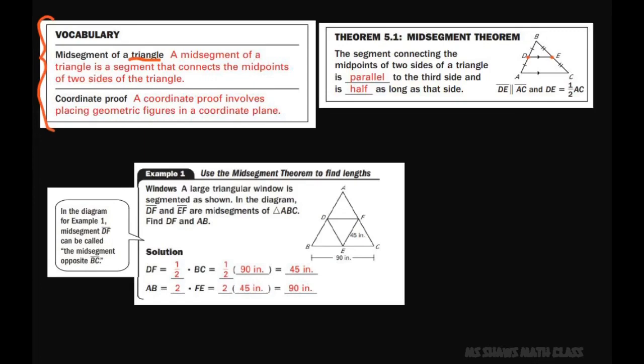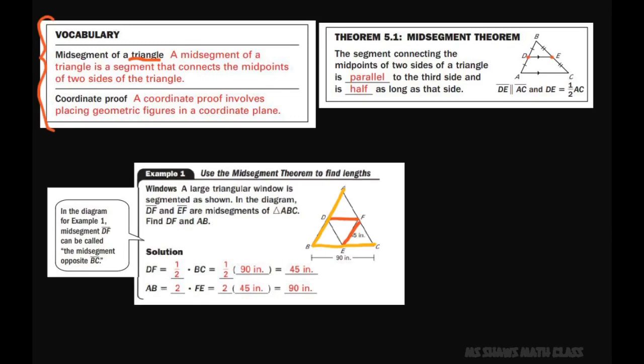regarding windows. A large triangular window is segmented as shown. In the diagram, DF, this line here, and EF are midsegments of triangle ABC. Find DF and AB. So basically, this is the midpoint of BC, and this one is the midpoint of AB.